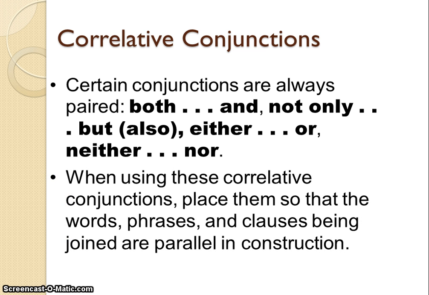And when you're using them, you place them so that the words or phrases and clauses being joined are in parallel construction, meaning that if you're joining nouns, they all need to be nouns. If you're joining verbs, they all need to be verbs. If you're joining independent clauses, they need to all be independent. If you're joining prepositional phrases, they all need to be prepositional phrases.